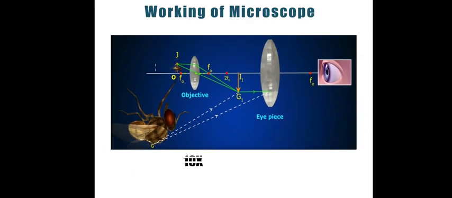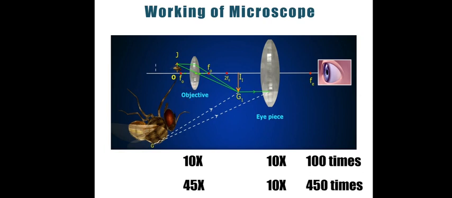Normally the lens used in the microscope has a magnification of 10x, and the eyepiece is also 10x. When both 10x and 10x combine, they give us a magnification of 100 times. Similarly, the objective lens can be 45x, and 45 multiplied by the 10x of the eyepiece gives us a magnification of 450 times.